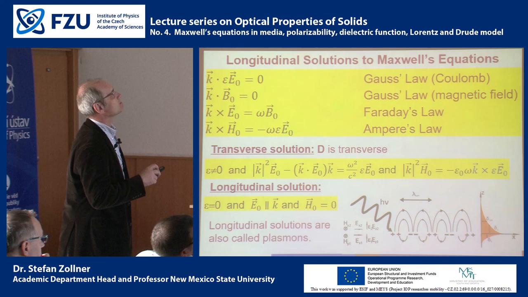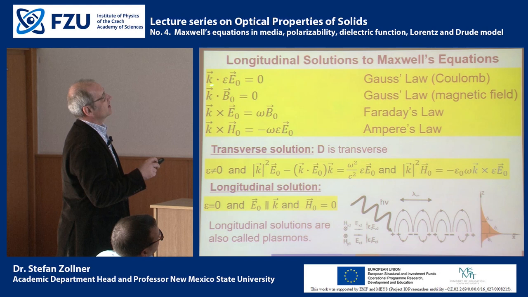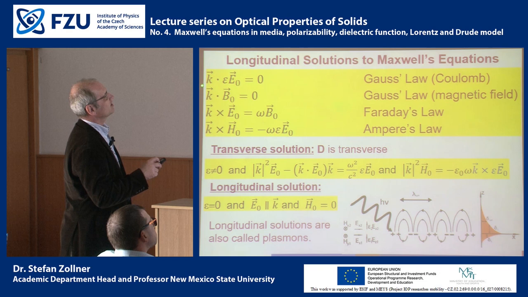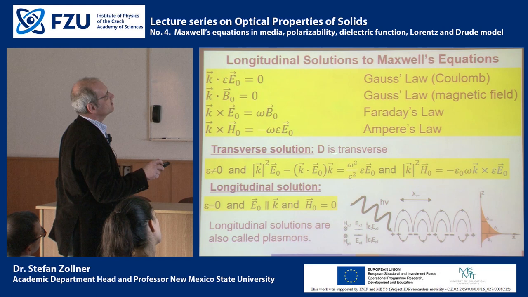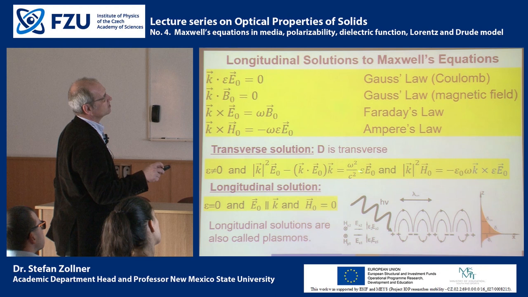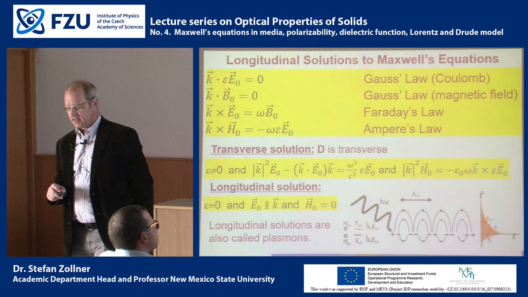And this equation has two solutions. The first solution is that k is perpendicular to epsilon E. So if epsilon E is transverse, then Gauss's law is solved. That is what we call the transverse solution. D is transverse, and then we get this anisotropic wave equation that I showed you on the previous page.